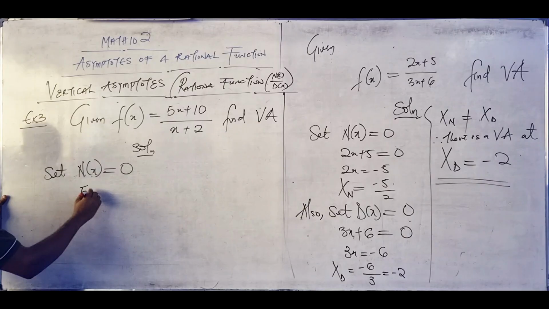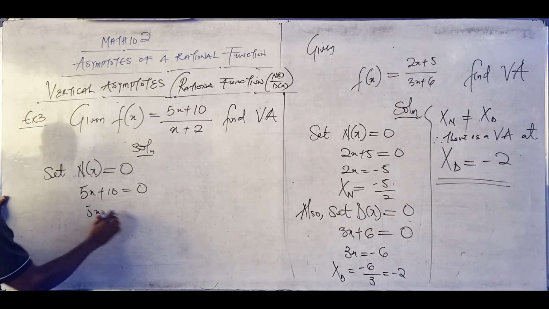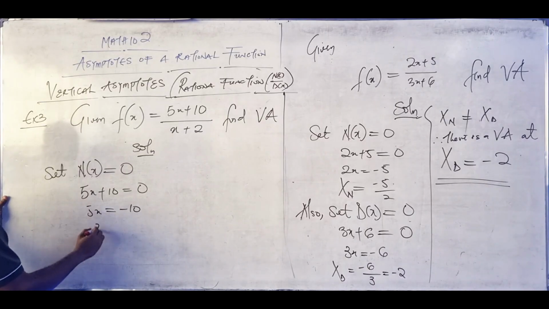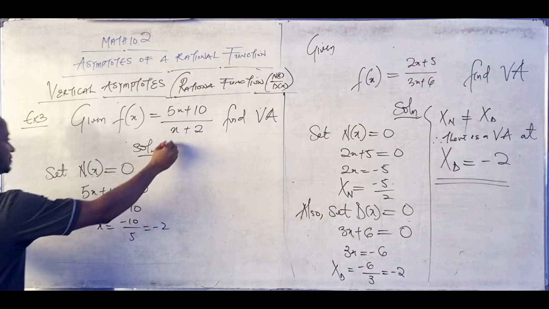What do you have here? 5x plus 10 equals to what? 0. So that means 5x equals to what here? Minus 10. What's our x? Minus 10 over 5. What's the answer? Minus 2.